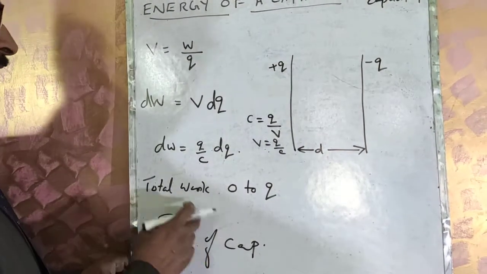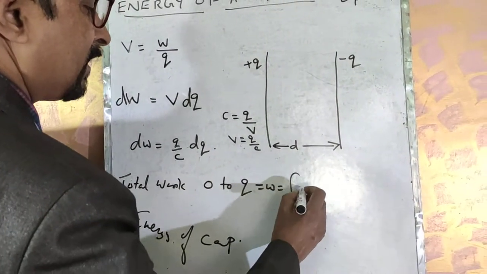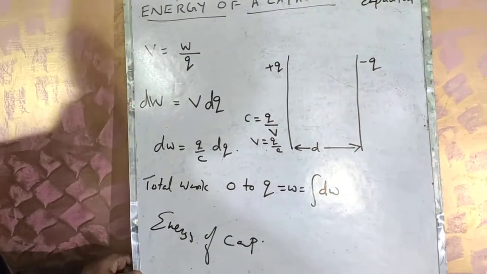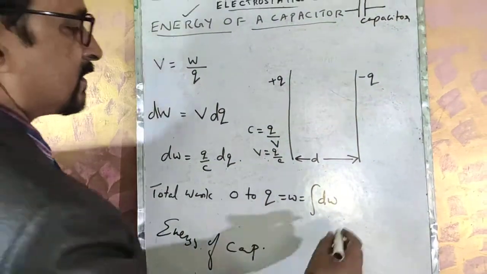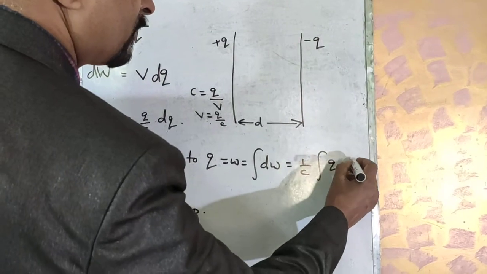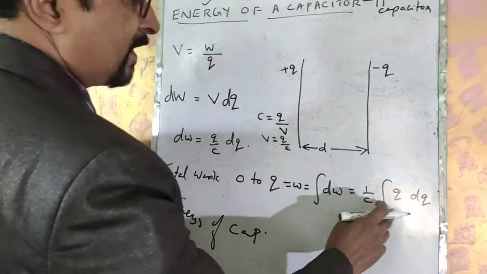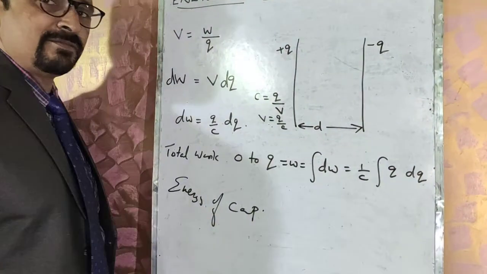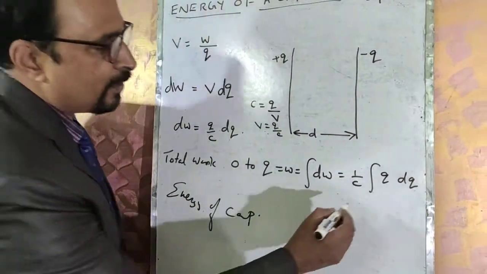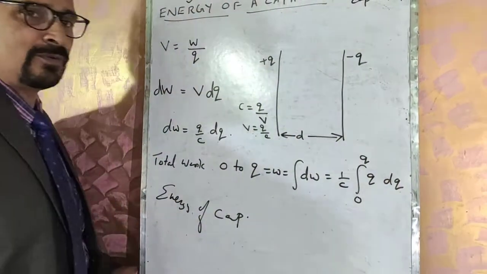You define energy of the capacitor this way. So total work is W, that you are getting by integrating dW. Now integrating dW means 1 by C integral q dq. Now what is the limit of the integration? It is very clear that charge is the variable. So initially how much charge is there? 0 charge. And final charge is Q.